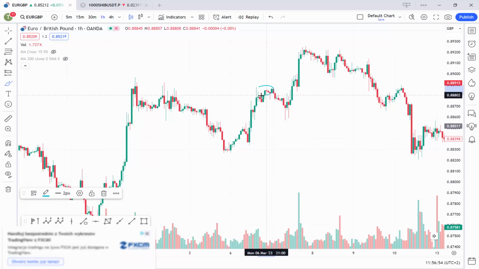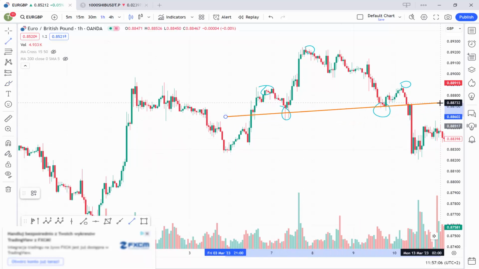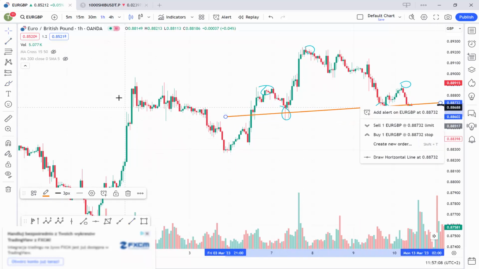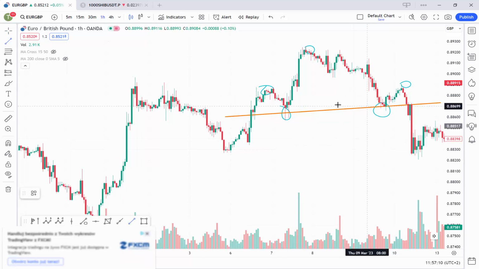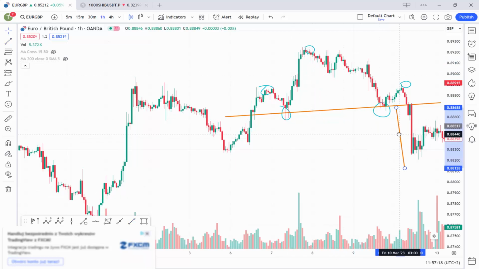We have the top of the left shoulder here. Here's the low point. Top of the head is here. Here's the low point, and then the top of the right shoulder is here. So we can draw the neckline like this. Now to measure the take profit area, we start measuring from the neckline to the top of the head. So this is the take profit area.